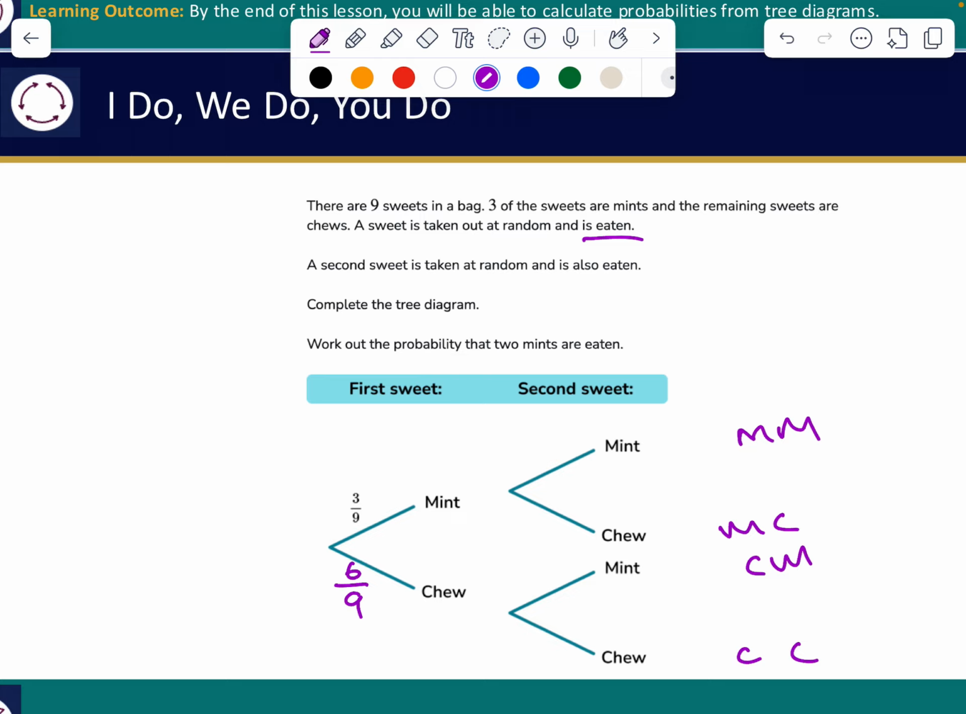The second tree you have to think about now. If you eat a sweet, that means your denominator on your second tree is only out of 8 this time. But what goes on the top? Well, if you eat a mint first, you only have 2 left, but you still have 6 of the chews left. But if you eat a chew first, you still have 3 mint left, but now you only have 5 chews. So that's something to look out for when you are doing conditional probability.